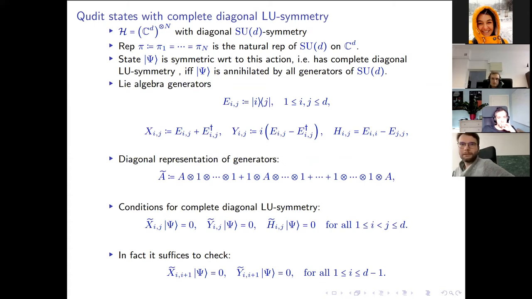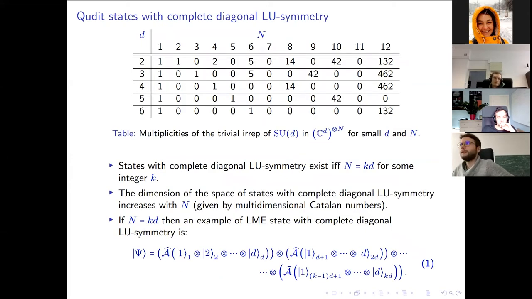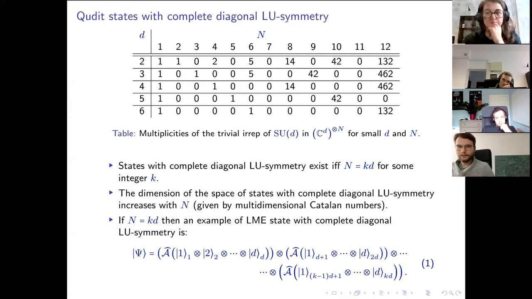So we were able to check the multiplicity. This is the multiplicity of the trivial representation of SU(d) in (C^d) to the power n, for some small numbers. So it's exactly the dimension of the invariant space, of states which have complete diagonal LU symmetry, yes? Because this is exactly the multiplicity of the trivial representation. So it would be just the dimension of this invariant space.